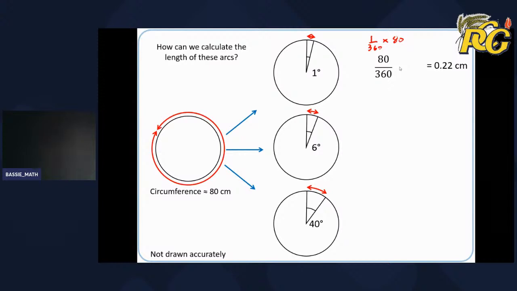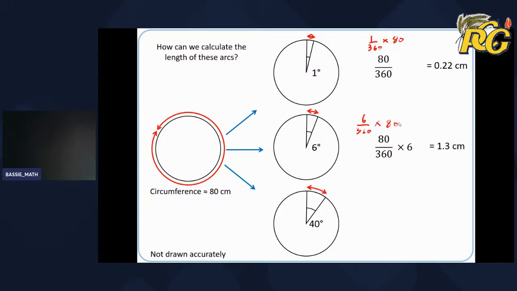Then we have 6 degrees there. So again, we have what? 6 over 360 times the 80, right? Now we can switch it around and say 80 over 360 times the 6. Same thing, because multiplication is commutative. So the answer is 1.3.